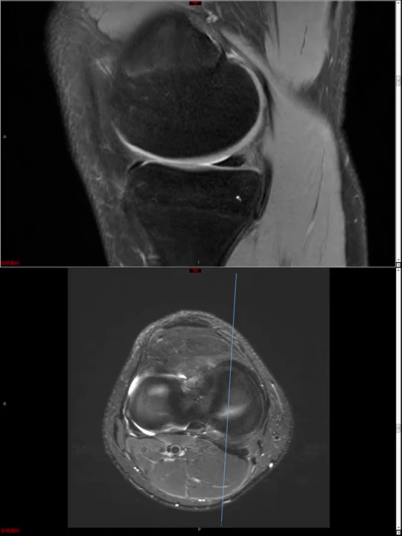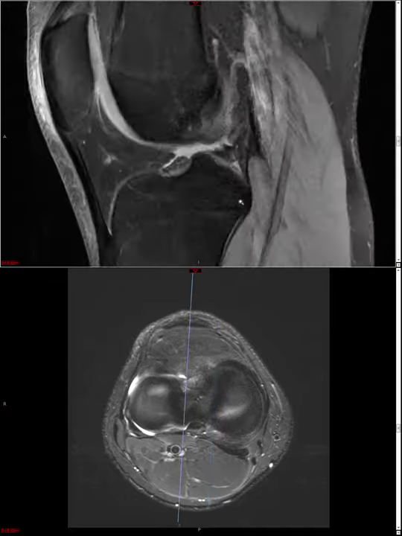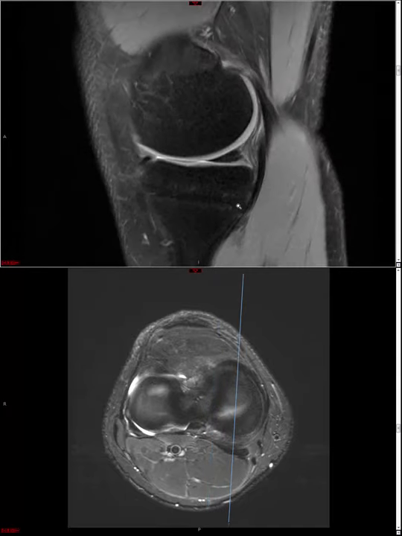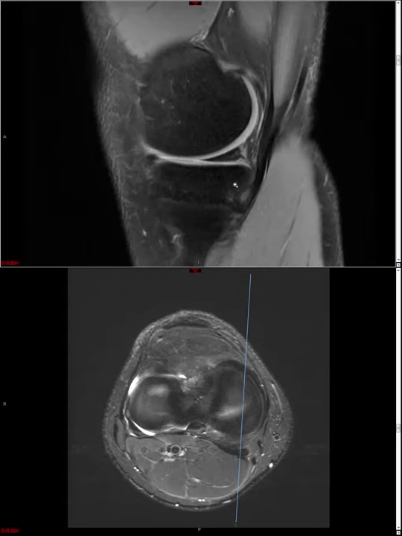Okay, and I find that that kind of tear is a little harder to pick up, so you have to be really vigilant. If we see a meniscal tear, what should we do? First, we should describe where it is. Obviously, is it in the posterior horn, is it in the body, is it in the posterior horn extending into the body? Then we should try to decide what the morphology is.